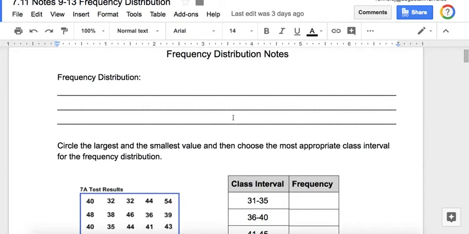Welcome to my notes on frequency distribution. So you probably recognize the word frequency, and frequency is how many times something occurs.